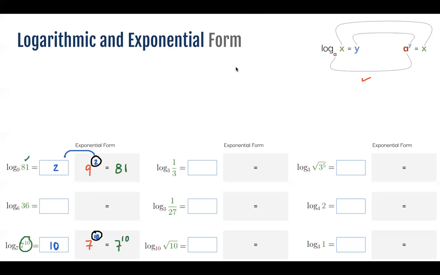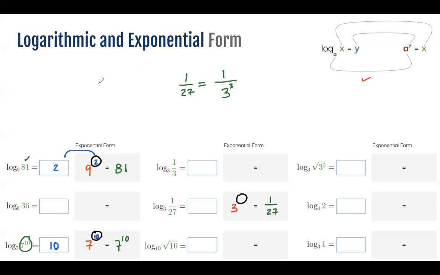Now, what happens if you have something like this? 3, that's the base. We want to find the exponent that would make that exactly 1 over 27. What I usually do when I don't have a very good idea of what's going on, I try to write both with the same base. So 1 over 27 can be written as 1 over 3. 3 squared is 9, and 3 to the third would be 27.